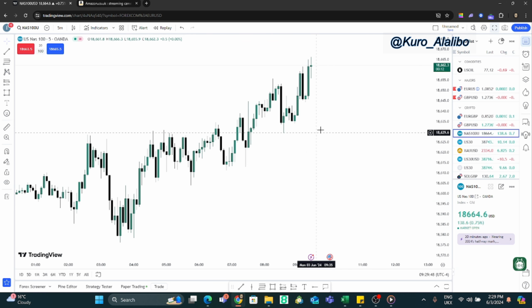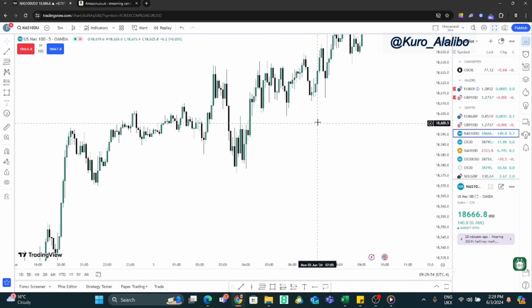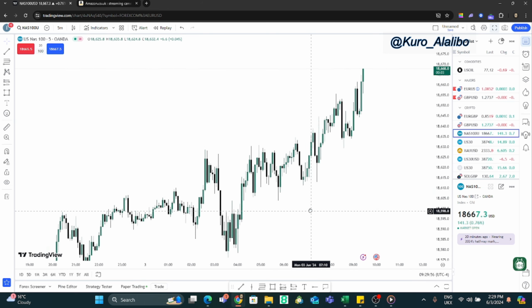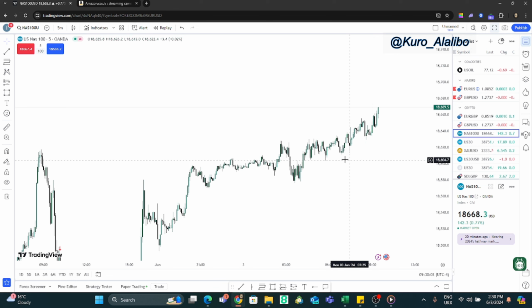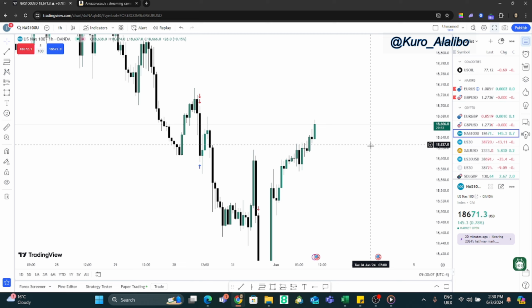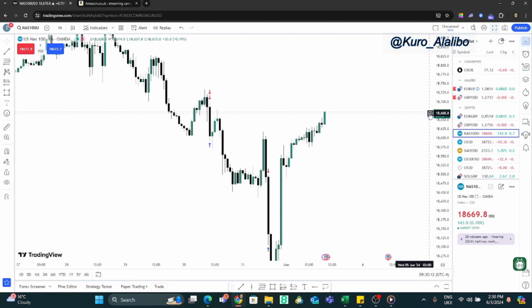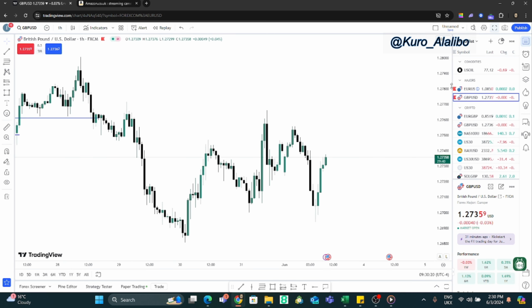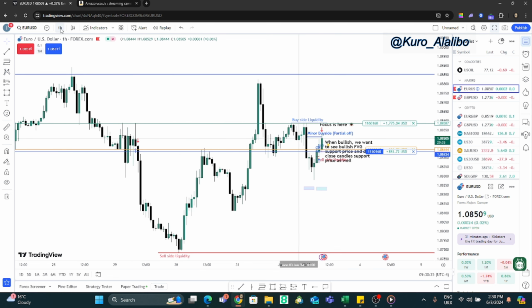Look at the Nasdaq real quick, say 1 hour time frame. So oftentimes forex and equities tend to move up simultaneously. So when the Nasdaq is going up, you can expect the pound to be going up and the euro to be going up as well.